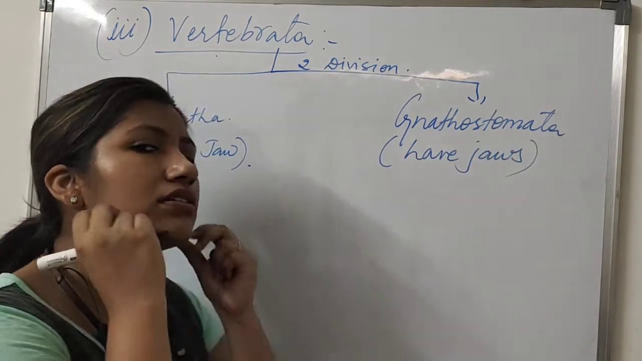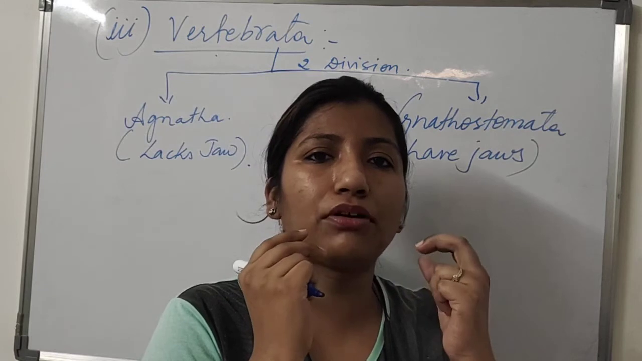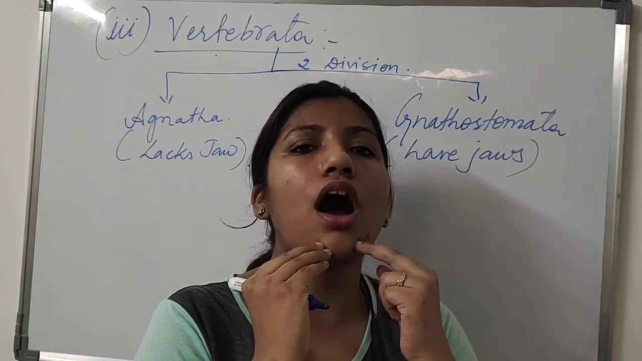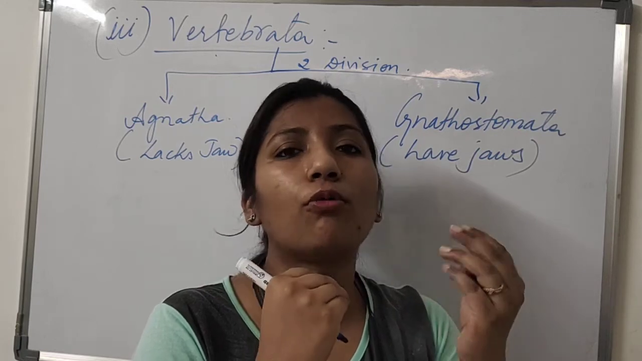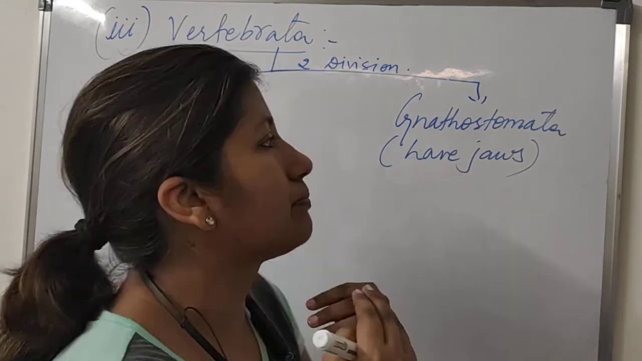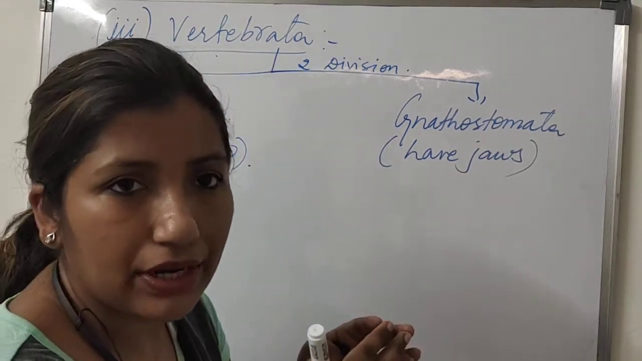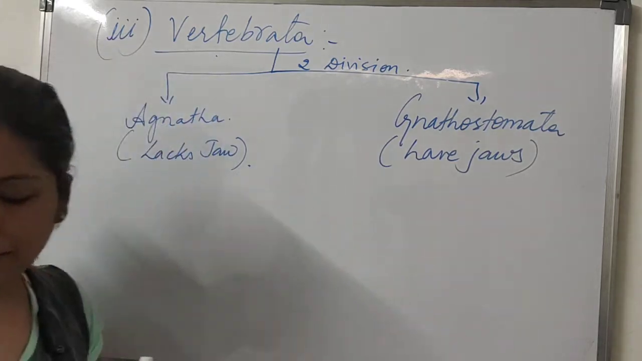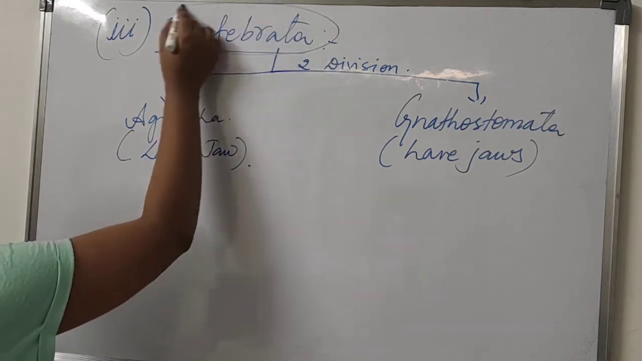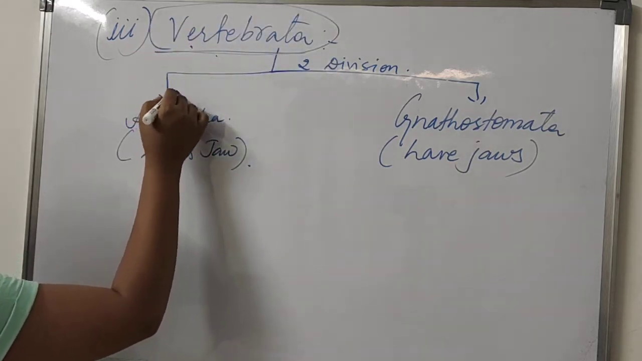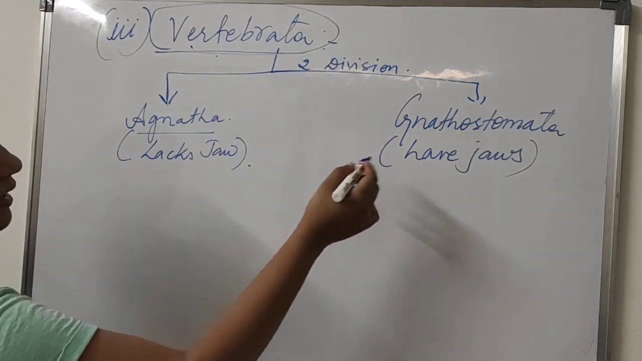Jaws, you know, right? These are our jaws. With the help of jaws, we can open our mouth and close our mouth. Okay, if we don't have jaws, we cannot open or close our mouth, to trap the prey or to eat the food. So vertebrates are now divided into 2 divisions, Agnatha and Gnathostomata.